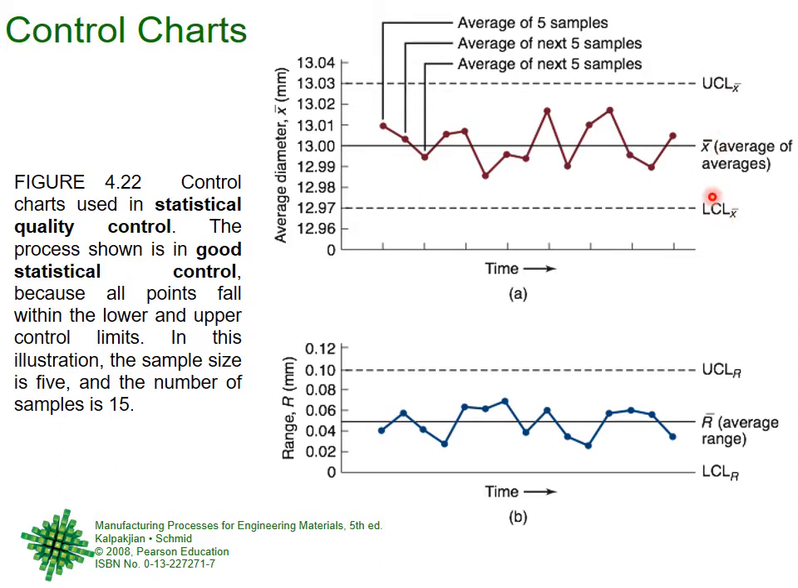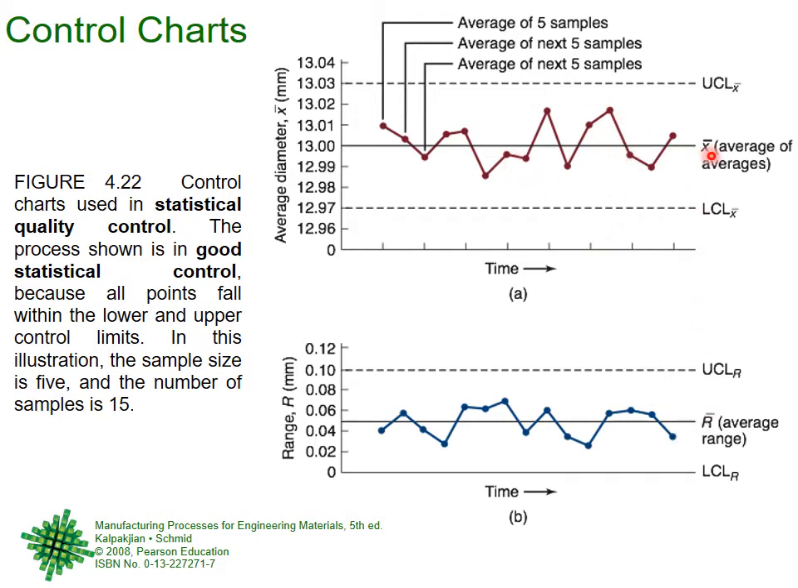So if you see, this will be x bar, plus A2 R bar, minus A2 R bar and so on. So this is the upper control limit, this is the lower control limit. If from all the samples that you test, all the average values are well within the UCL and LCL, then it is called to be in good statistical control. The process is in good statistical control. If all the values are close to here, all the values are close to there, then it is bad. If some values are outside the limit there or outside the limit here, then it is not in control, right?